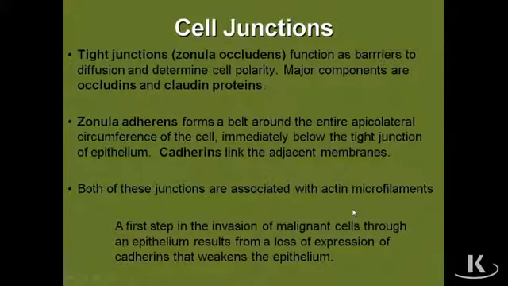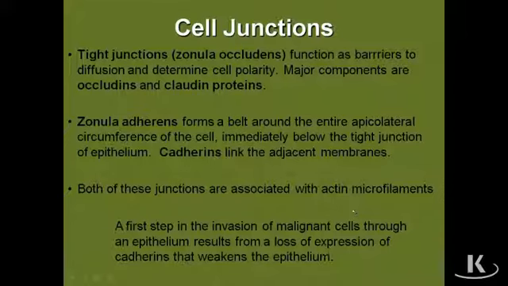All right, so here are the details. As we said, a zonula occludens functions as a barrier to basically the extracellular space. It helps determine cell polarity. The major components of that barrier are occludens and claudin proteins. The zonula adherens lies directly below the zonula occludens. It helps maintain the integrity and the proximity of the zonula occludens. And this is where we find cadherins linking the adjacent membranes.